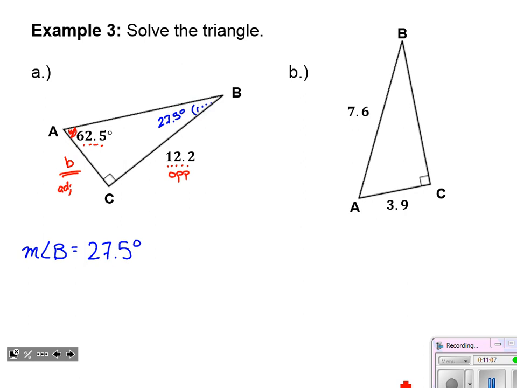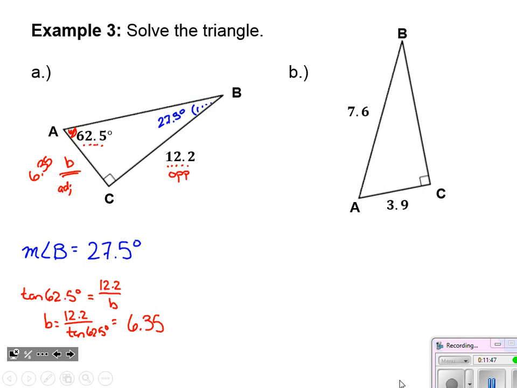To find side length B, then, I know that opposite and adjacent, hey, that uses tangent. So the tangent of that 62.5 degree angle that I know equals the opposite side 12.2 over the adjacent side B. B is going to equal 12.2 over that tangent. And we'll turn to the calculator. And I get 6.35. Label the diagram as well.